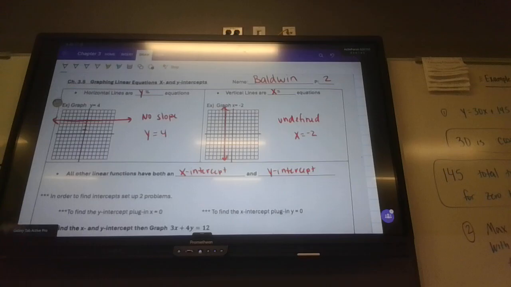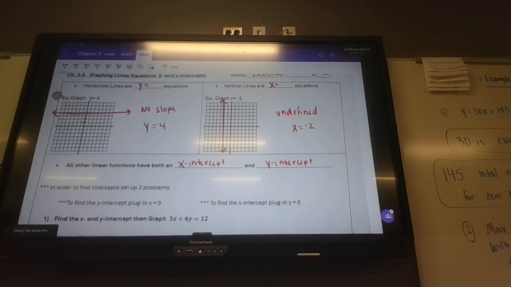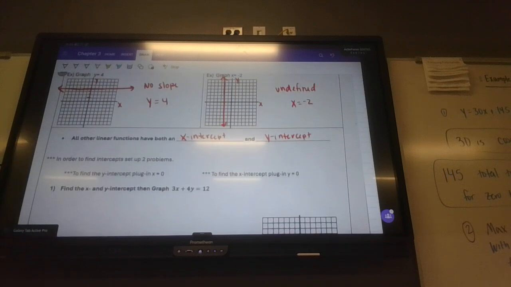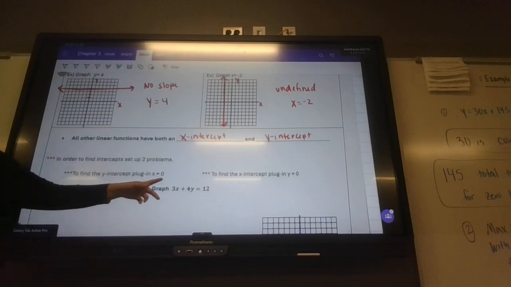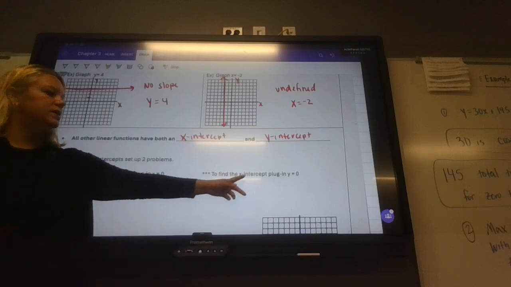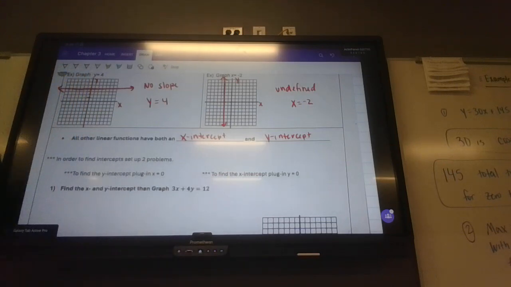So, all right, so an x-intercept is where it goes through the x-axis. Maybe we need to label x and y here. And a y-intercept is where it goes to the y-axis. So unless it's one of these flat lines or straight up and down lines, it's going to have a point on the x and y-axis. In order to find the intercepts, you do two problems. First, you do the y-intercept by plugging in x equals 0, and then you do the x-intercept by plugging in y equals 0.